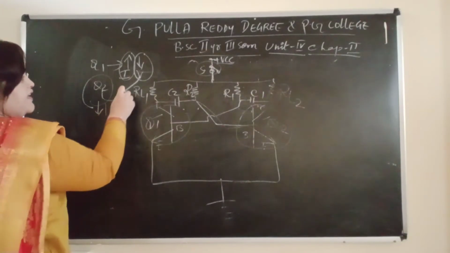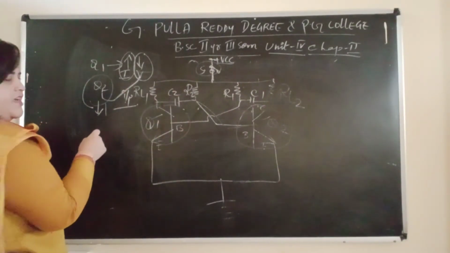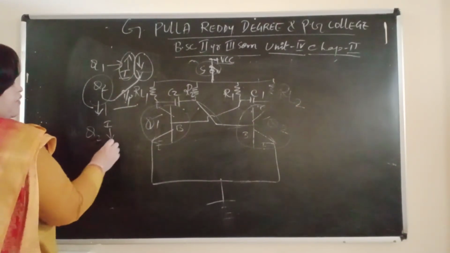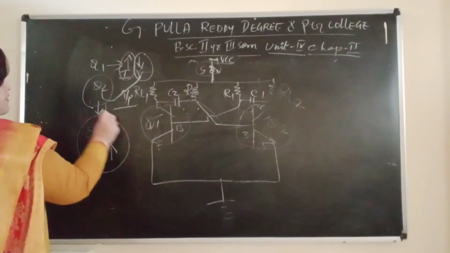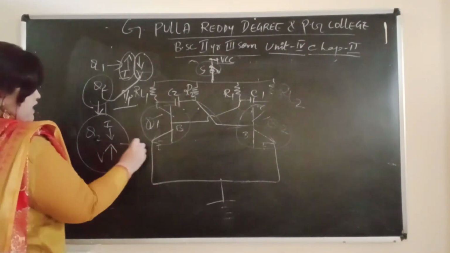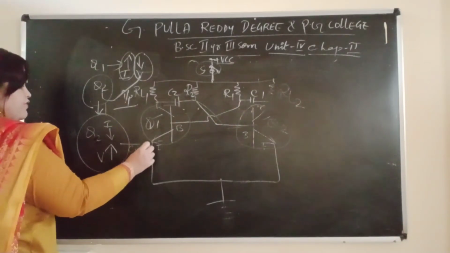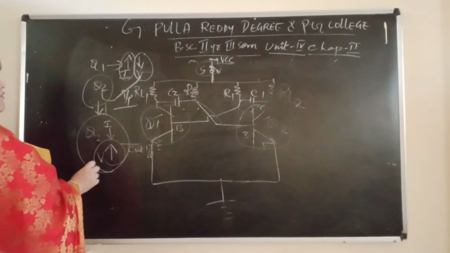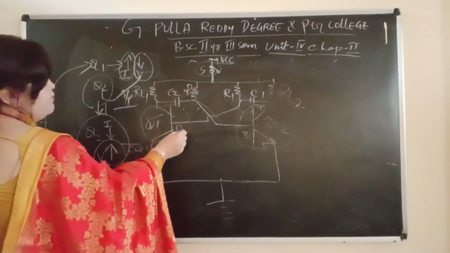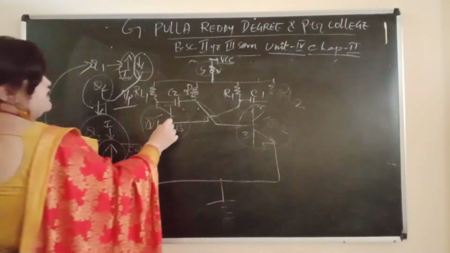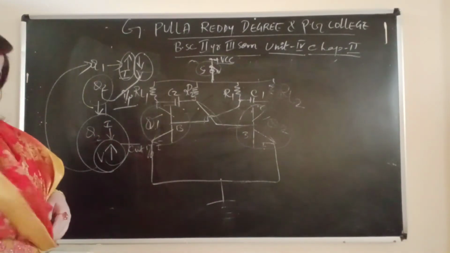Now Q2 is getting less input voltage. Because of that, Q2 current will decrease and voltage will increase. Now Q2 will become cut off. This increased voltage will apply to Q1 as an input.